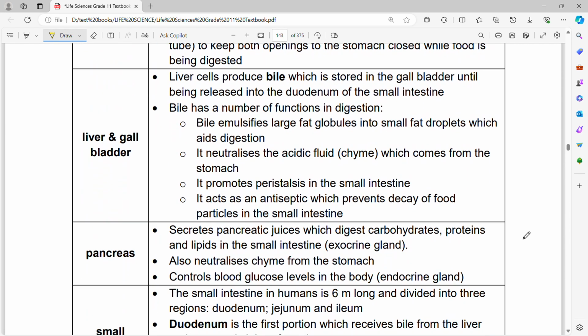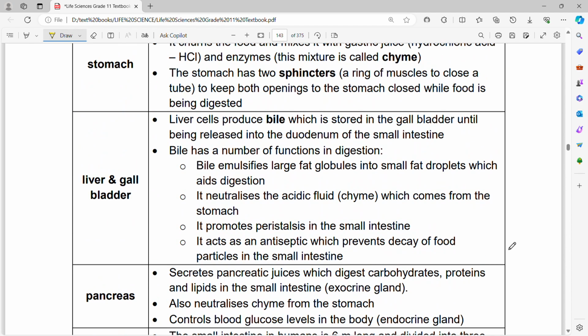Then we have the liver and gallbladder. Liver cells produce bile, which is stored in the gallbladder until being released into the duodenum of the small intestine. Bile has a number of functions in digestion. Number 1, bile emulsifies large fat globules into small fat droplets, which aids in digestion. Then it neutralizes the acid fluid which comes from the stomach. It promotes peristalsis in the small intestine. It acts as an antiseptic which prevents decay of food particles in the small intestine. So these are the functions of bile.